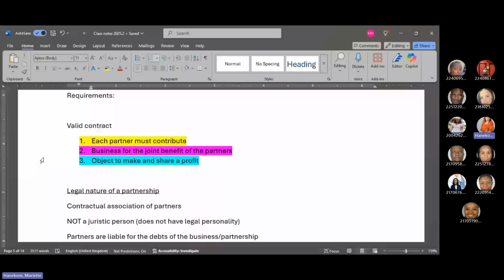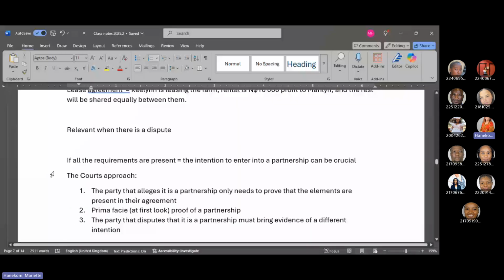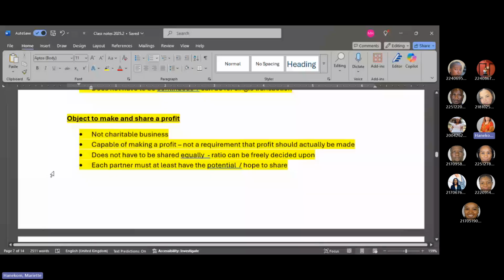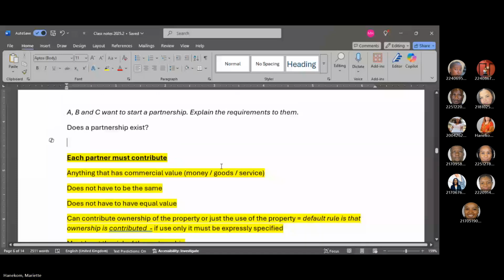So that would be what I'm looking for if I'm asking you whether, now where is my question? I've lost my question. If that's what I'm asking you, explain the requirements, then that is what I'm looking for. You've got the requirement, but you need to discuss this requirement. So there's a lot of information there, a lot more than just 10 marks.